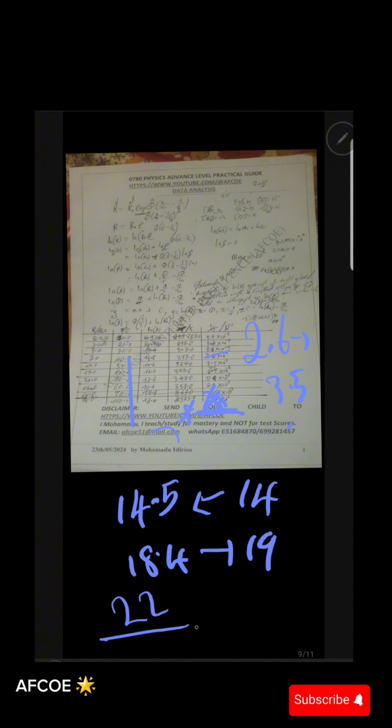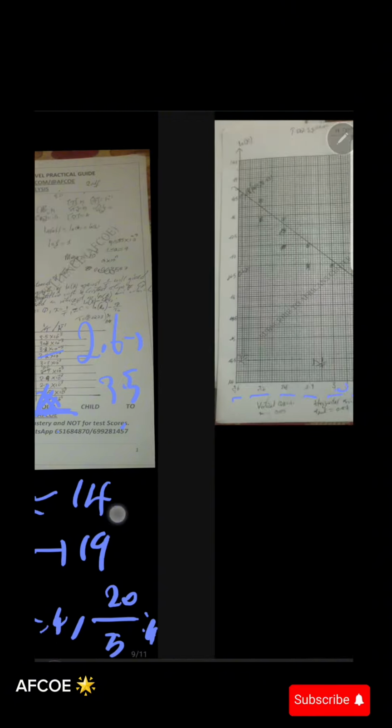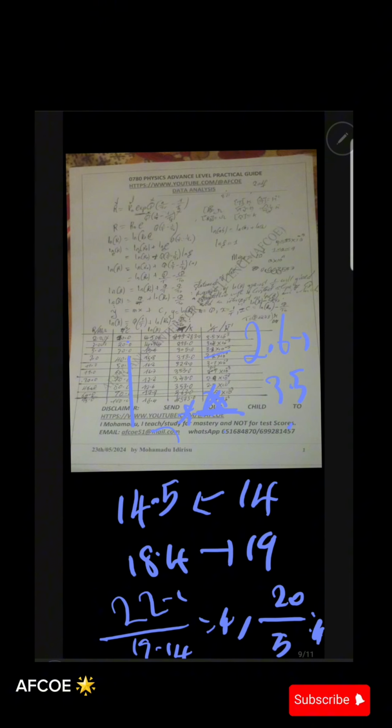We have 22 squares up. 22 divided by 19 minus 14 gives you 4 point something. No, I can subtract 2. I'll be having 20 over 5, which will give me 5. So after each square, if I write here 14, after 4 squares, I'll write what? 15. After 4 squares, 16. After 4 squares, 17, 18, and up to 19.